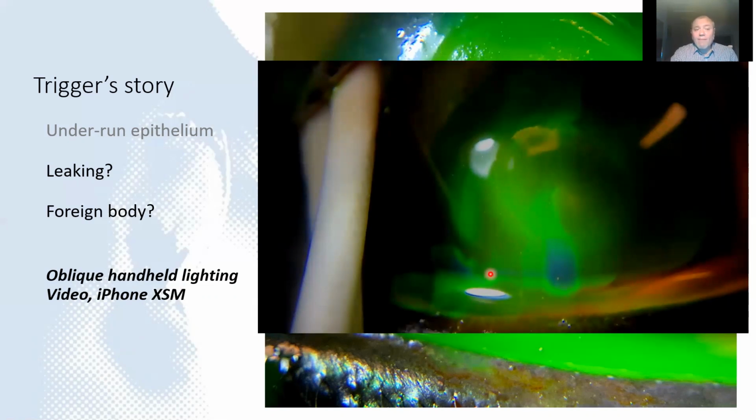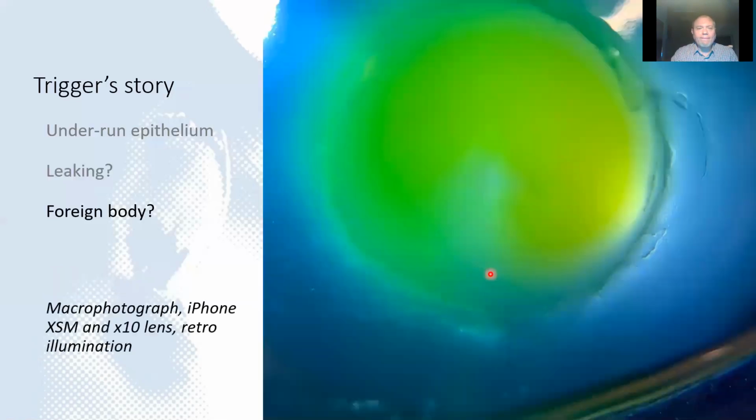This is using a macro lens in video mode, again holding the light from the side, so oblique lighting. Now we're still not quite sure whether we know it's leaking now, but in the first image we did distant direct. We were worried there was a dark area at the presumed area of perforation.